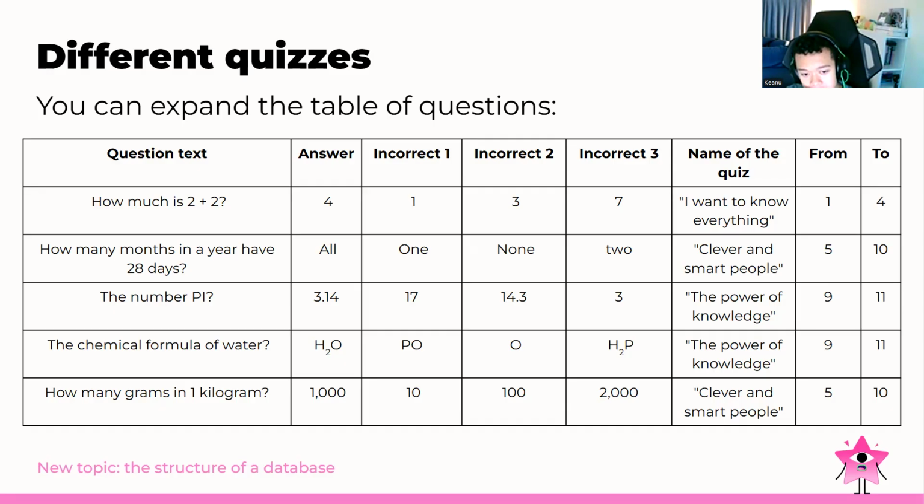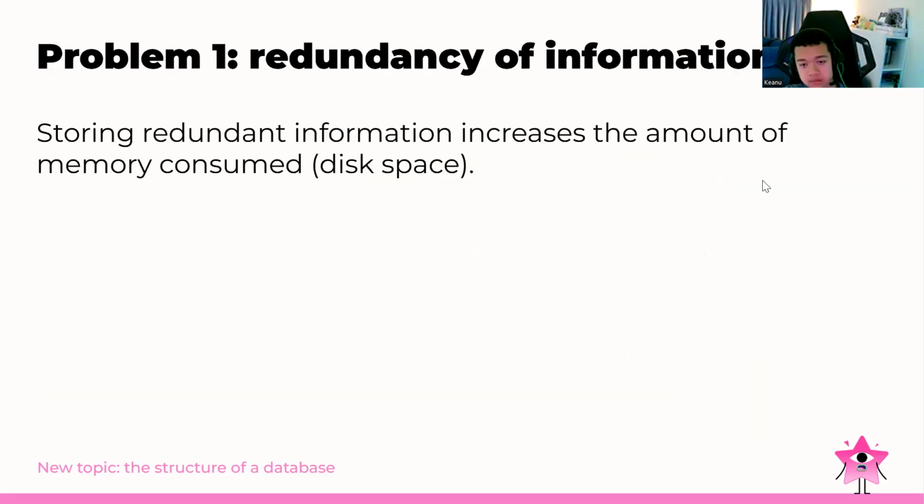What is the chemical formula of water? H2O. So basically H2O is the correct answer. How many grams in 1 kilogram? That will be 1,000, just like you can see here. And we will try to make it like this.